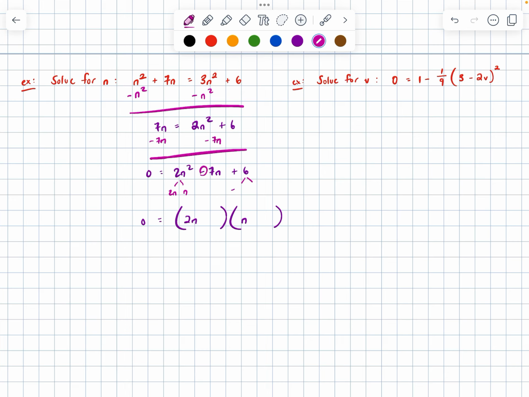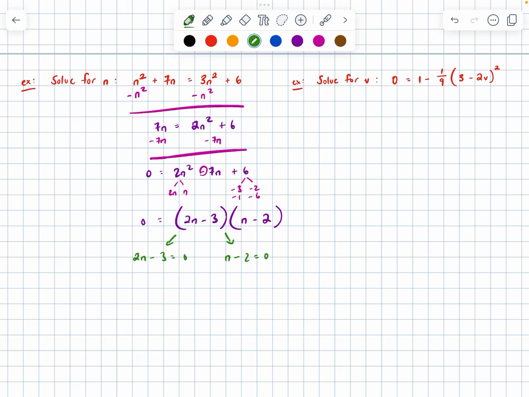Because I have that negative in the middle, I'm going to go with some negative versions. So it could be negative 3 and negative 2, or negative 1 and negative 6. By some trial and error, you should find that the factors should look something like 2n minus 3 and n minus 2. If you don't believe me, feel free to do some FOIL to check your middle term. But I believe me, so I'm going to do my 0 property. If these two multiply to 0, then one of them is equal to 0.